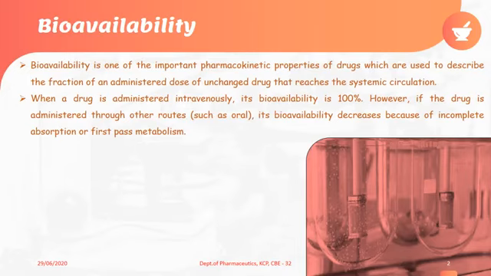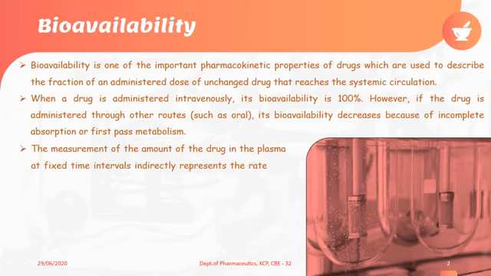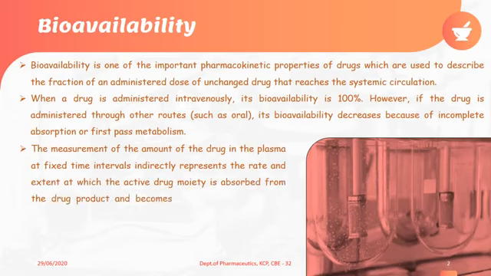So the lesser percentage in the oral route is not only due to first pass metabolism; sometimes the drug may not be absorbed properly in the stomach or intestine. That might also be a reason for lower bioavailability in the oral route compared to intravenous administration. The measurement of the amount of the drug in the plasma at fixed time intervals indirectly represents the rate and extent at which the active moiety is absorbed from the drug product and becomes available at the site of action.